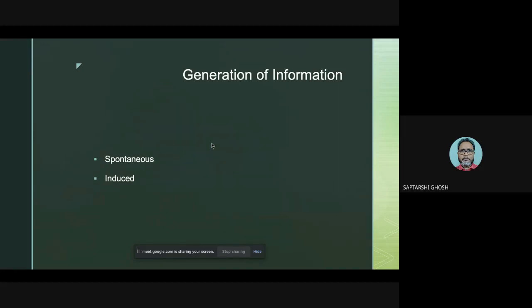That is what the spontaneous information generation I am talking of. It is not like that. Whenever I am asking you some question and you immediately answer something, might be that is not the pertinent answer, but still it is giving some information. So that is also a kind of spontaneous information, but I am not talking about that spontaneity. I am just talking about that one.